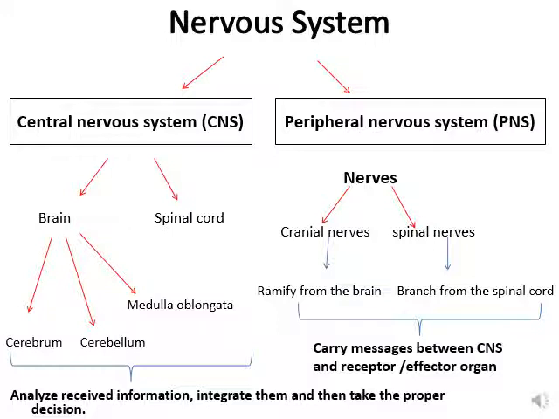Cranial nerves ramify from the brain, and the spinal nerves, as their name indicates, ramify from the spinal cord. So cerebrum, cerebellum, and medulla oblongata compose the brain. They analyze and integrate the messages, and they take the proper decision. Whereas the messages are carried by the nerves between the central nervous system and the receptor or the effector organ. So here you have to pay attention that the cranial nerves ramify from the brain, and the spinal nerves from the spinal cord.